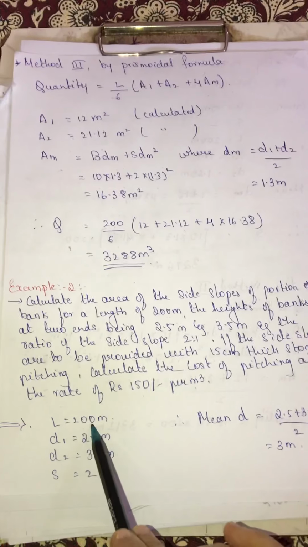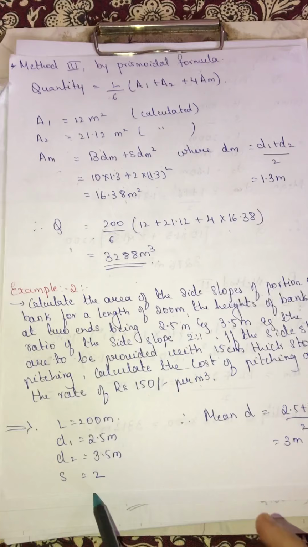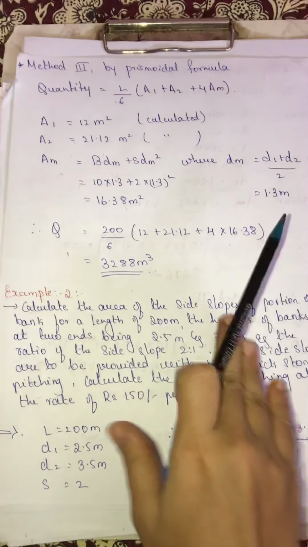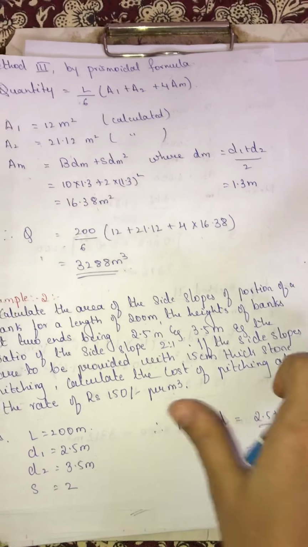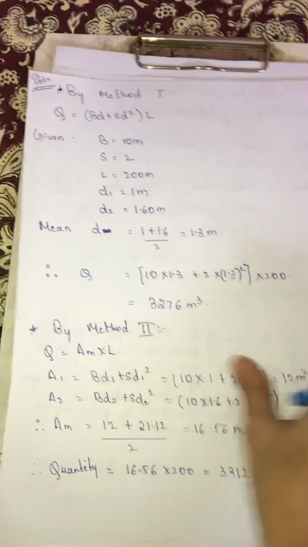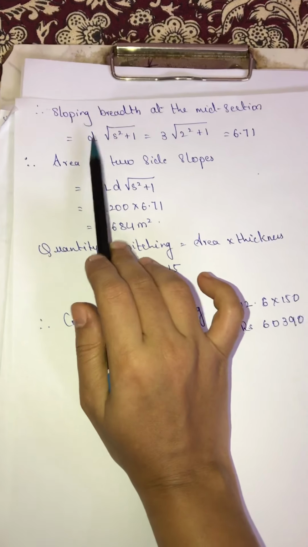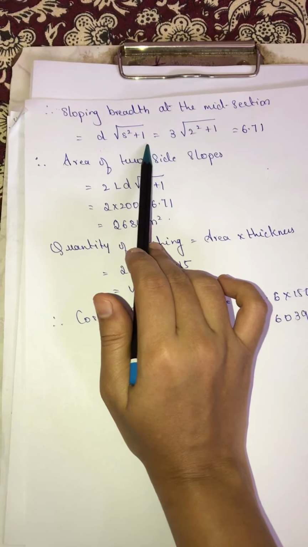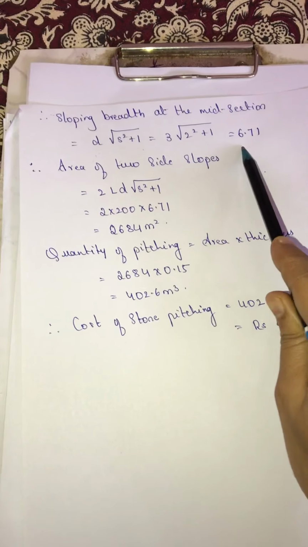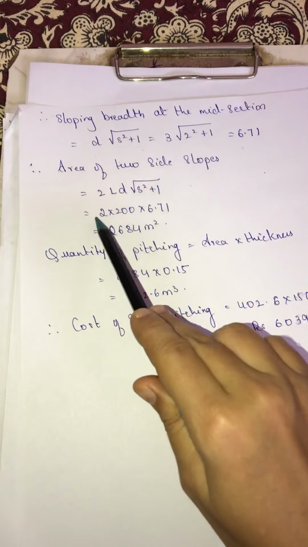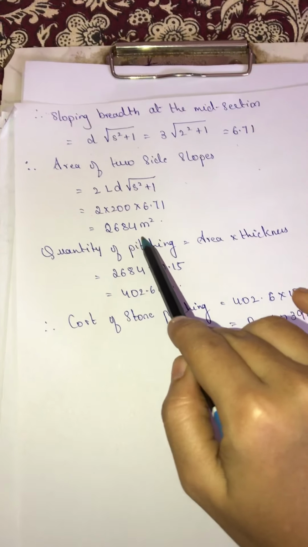So they have given L as 200 meter, D1 as 2.5, D2 as 3.5 meter, and S equal to 2. Since it is to be provided with pitching, we first calculate the mean depth, that will be 3 meter. Then the sloping breadth at the midsection will be D root of S square plus 1. I have shown you this formula in method 1, so it will be 6.71. Area of the two side slopes will be 2L into D root of S square plus 1. We get it as 2684 meter square.